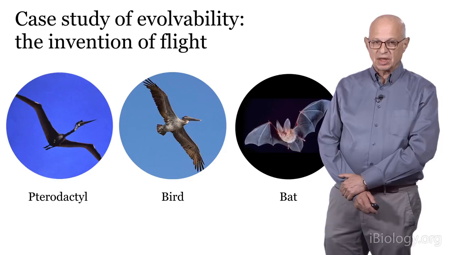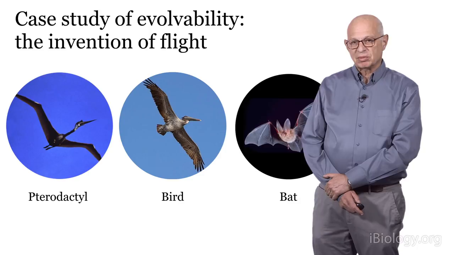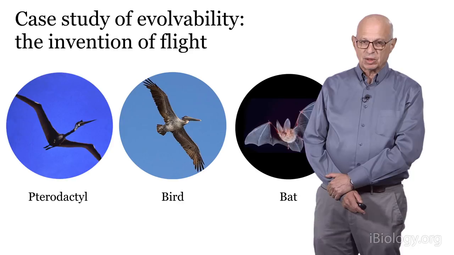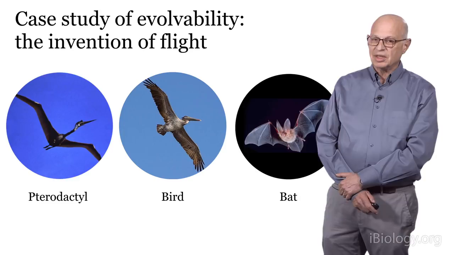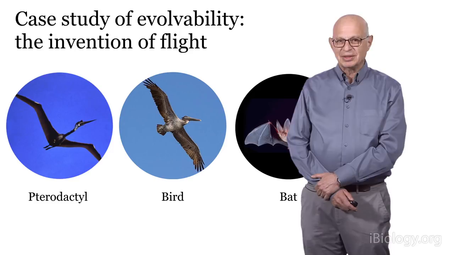On the right is the bat, which is the mammalian form of wings and flight. The middle is a bird, a pelican, which is the bird form of wings and flight. And the left is a pterodactyl. I'm very proud of the pterodactyl picture. It's very hard to get pictures these days of flying pterodactyls. But that turns out to be a separate invention of flight.